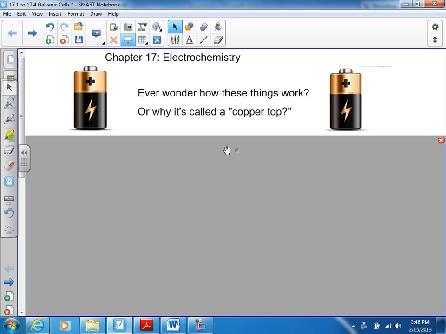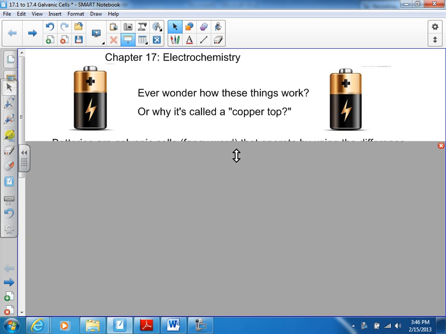They're batteries. Have you ever heard of the copper top commercial? Doo doo doo. It's a copper top. Bonk. Maybe you've never heard that commercial. Maybe that's from when I was a lot younger. But they often call batteries copper tops. You're going to find out why now.